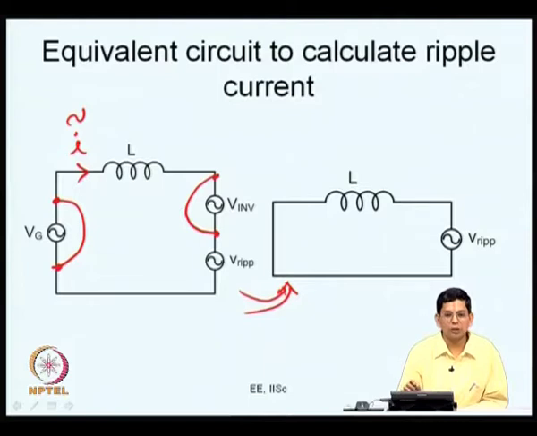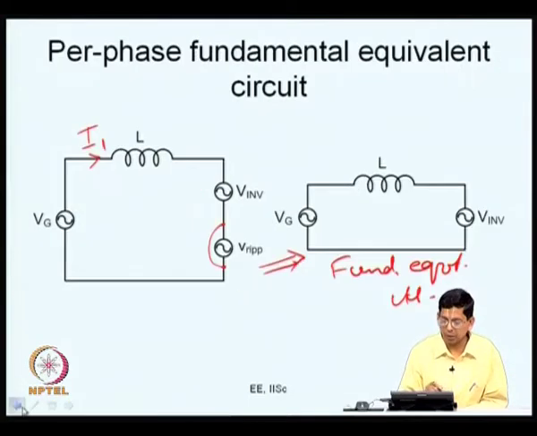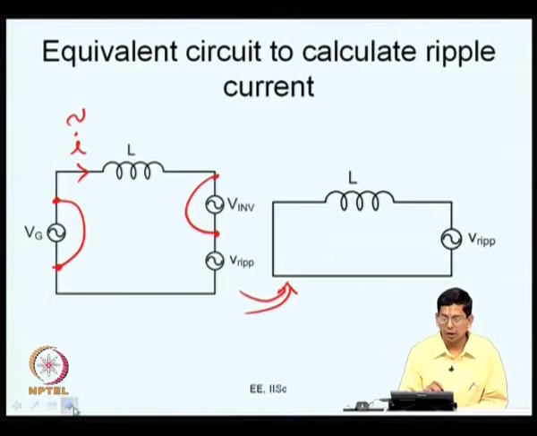So, this is your equivalent circuit to calculate ripple. If you consider the fundamental component, you need to use this equivalent circuit where you have the mains voltage and the line inductance, and the power flow is controlled by the applied voltage, the fundamental component of the inverter voltage. And if you look at the ripple, there is no ripple in the mains voltage.